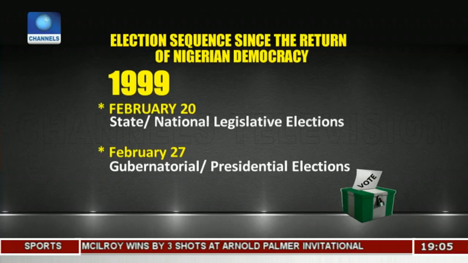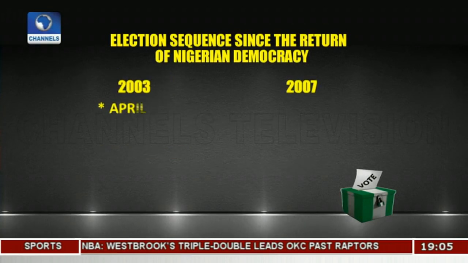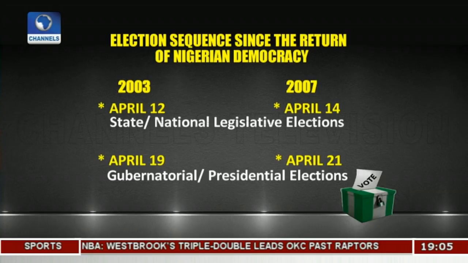in February. In 2003, the order of the election calendar was not altered, but the dates changed from February to April. In 2007, INEC reworked the sequence. The state legislative and governorship elections were held before the national legislative and presidential elections.